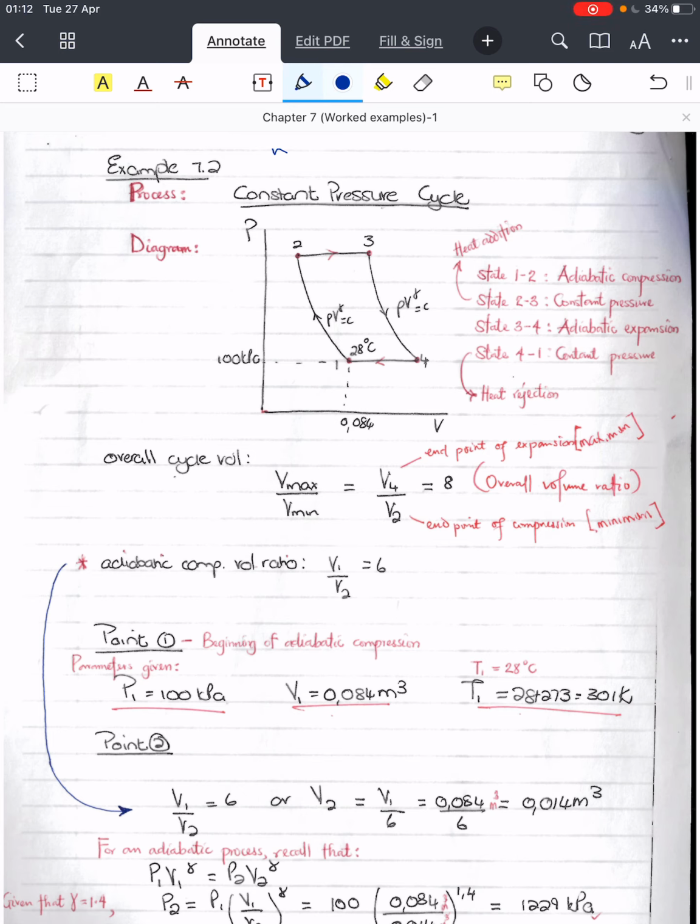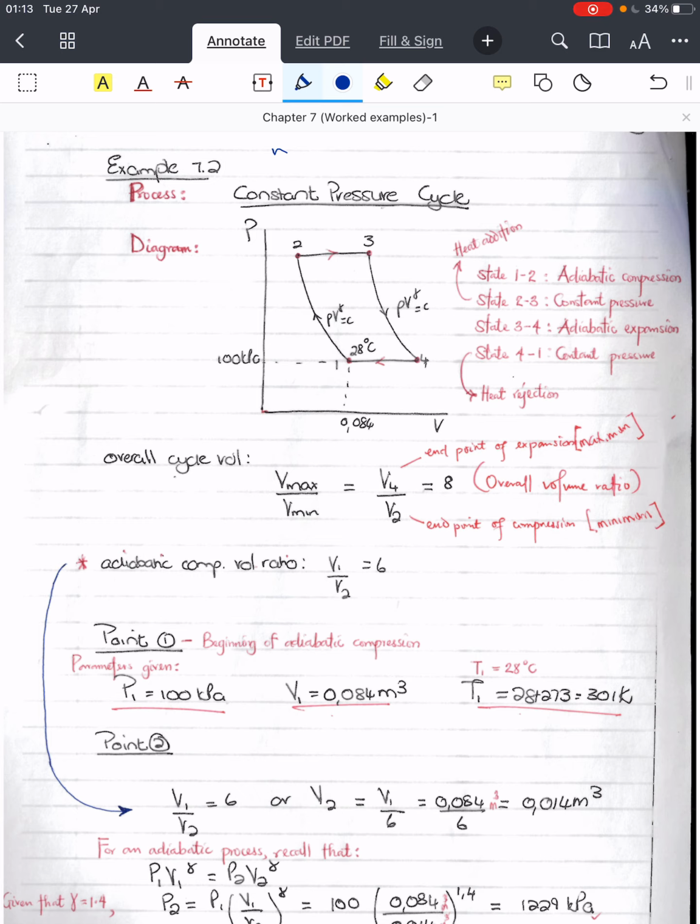Hi, question 7.2. Let's look at what we've got. As we've seen in question 7.1, the best way to attend to any problem when it comes to any of the cycles is to sketch the cycle and also outline the values that have been provided and the values that are requested.